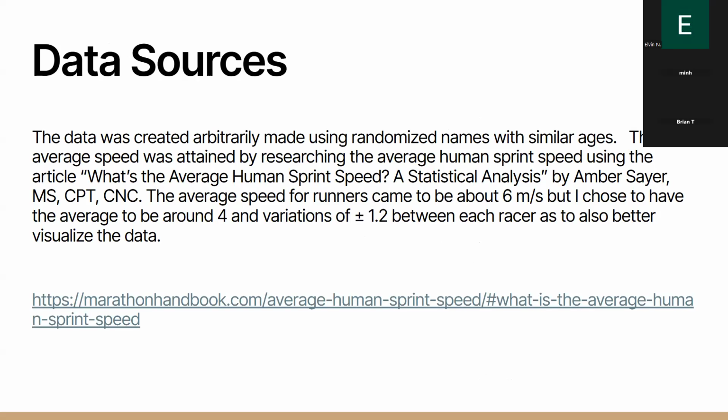So for our data sources, they were mostly arbitrarily made with randomized names with similar ages. The average speed was attained by doing some research and using the article "What's the Average Human Sprint Speed? A Statistical Analysis" by Amber Sayer. In that research, I found that runners came to about 6 meters per second, but I ended up choosing the average to be around 4 to better visualize the running as well, and I added in variations between 1.2 plus or minus for each racer.